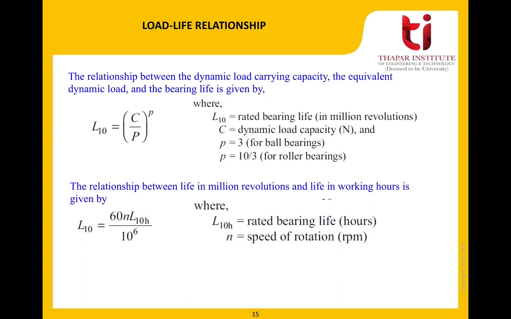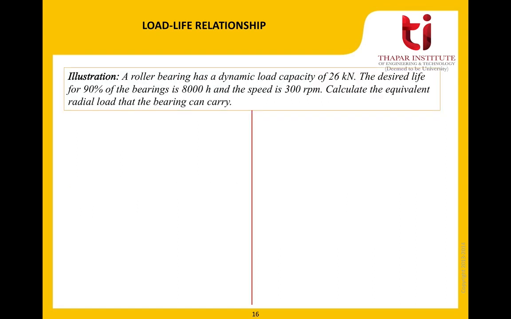So now, moving further, let's try to solve this numerical problem. A rolling bearing has a dynamic load capacity of 26 kilonewton. The desired life for 90% of the bearings is 8,000 hours, and the speed is 300 rpm. Now calculate the equivalent radial load that the bearing can carry.